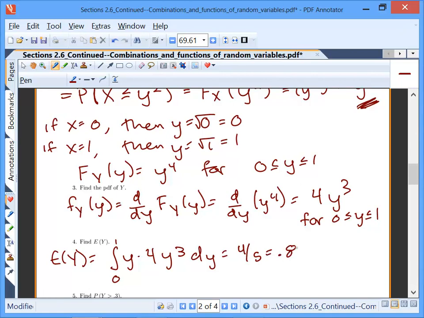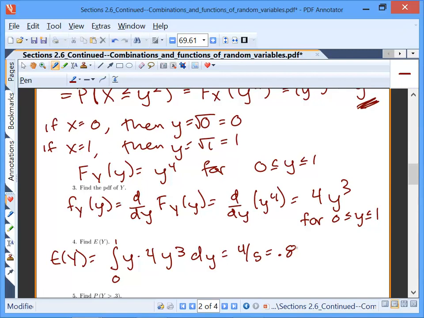Okay. Look on the previous page. What did we get when we did it the old way? We got 0.8, so it's the exact same thing. Which method was easier? Okay, the first one, by far, right?